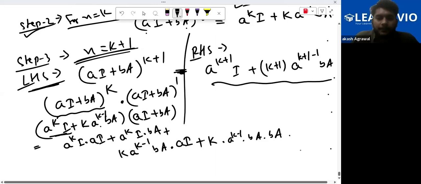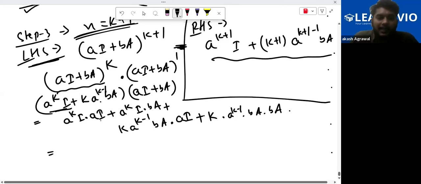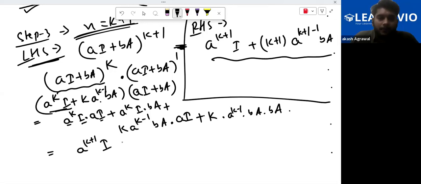Okay. Hopefully this is clear. Just multiplication, distribution. Let's simplify. This I times I is I only, and A^k times A, so A^(k+1) I. Plus A times I becomes A, and this is A^k times B A, plus A and A^(k-1) becomes A^k. And we have a k also.